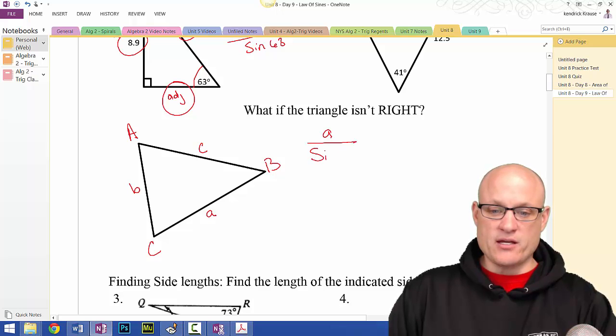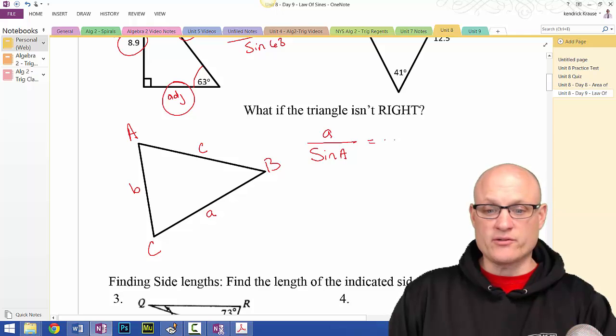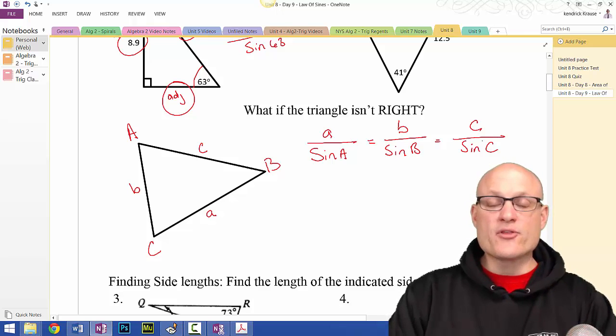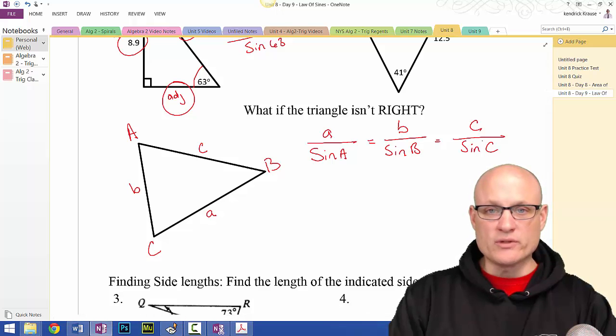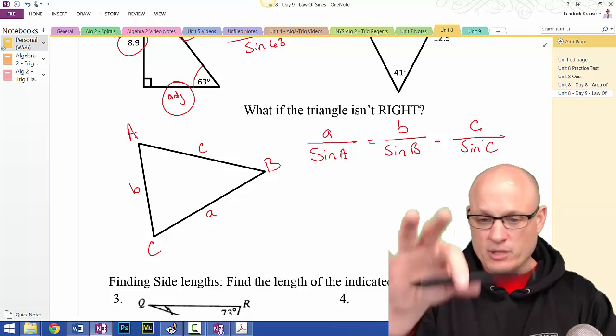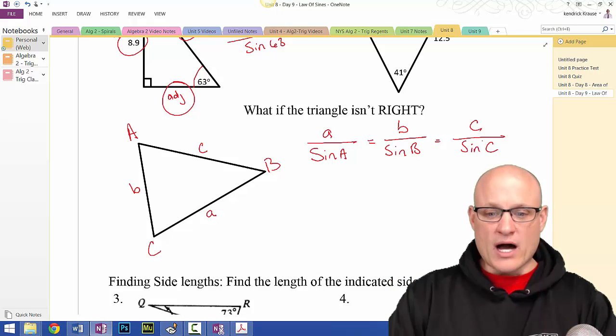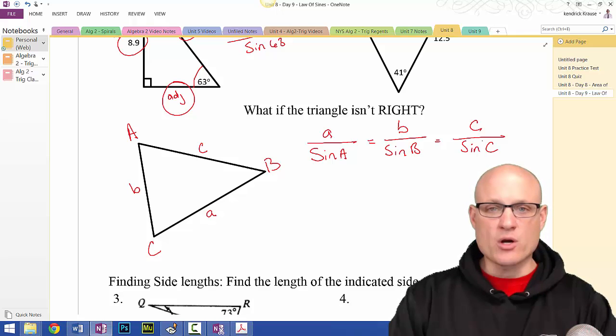So A over sine A is equal to whatever that ratio is, equal to B over the sine of its angle, which is equal to C over the sine of its angle. Now, for those of you that are very curious, I am certain that you could do a Google search and find out why that works. This ain't going to be that place. This is where we learn how to utilize that well-defined statement right there.